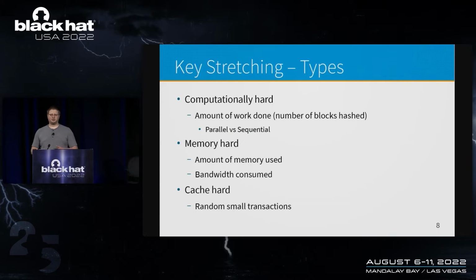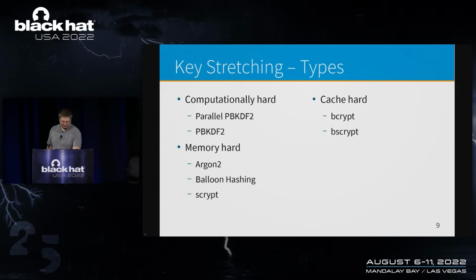Cache hard, the way that these are strong is instead of bandwidth, it's the number of transactions. So on a GPU, the bus size is rather large. And with a cache hard algorithm, you're only using a fraction of that. So you're reading randomly 64-bit integers, and then combining all those with a very fast operation like add and XOR.